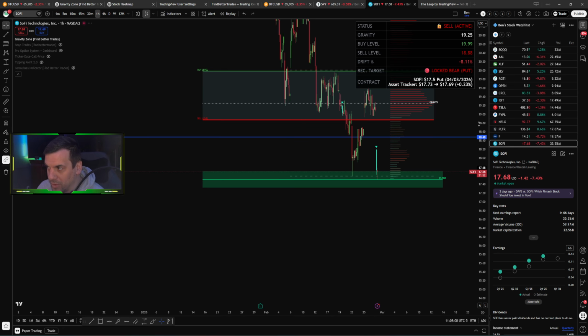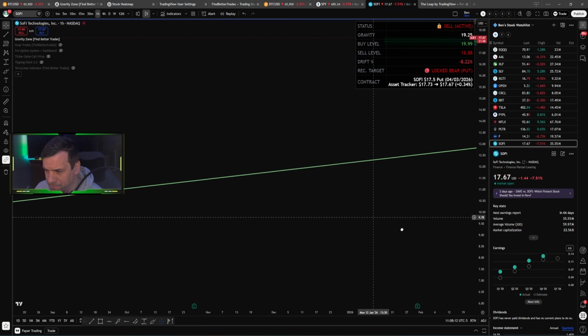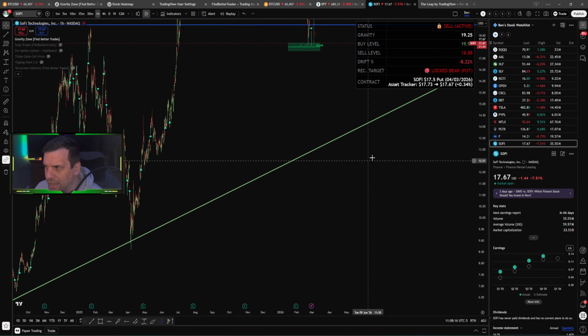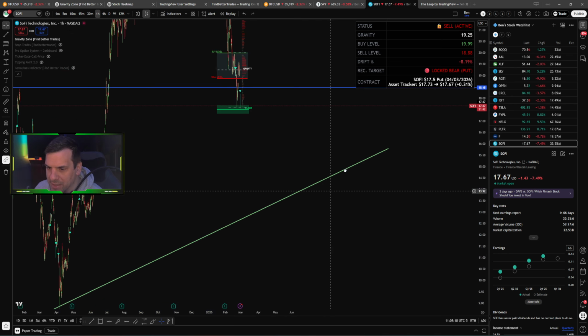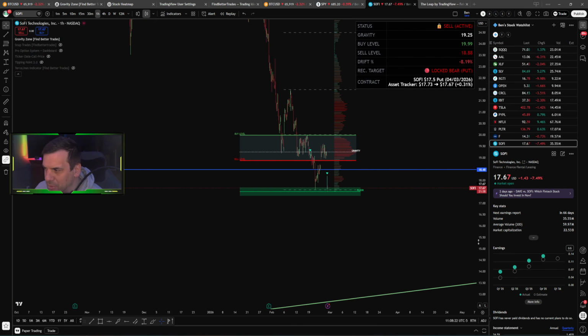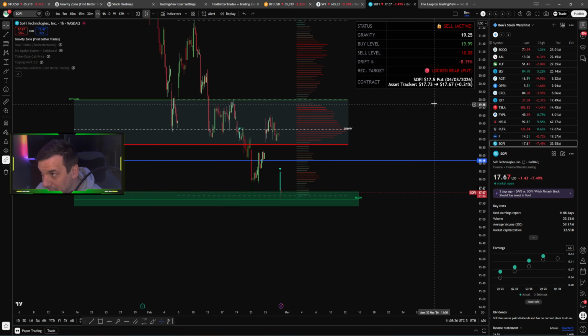So SoFi was one of the stocks that I've actually been quite interested in. There's actually a trend line right here that I was interested in if it does come all the way down here. But I mean, SoFi is just getting absolutely demolished. So this would be an interesting one to keep an eye on. Essentially, it's really cool to see, this was chilling in that gravity zone and then boom, straight down out of that.